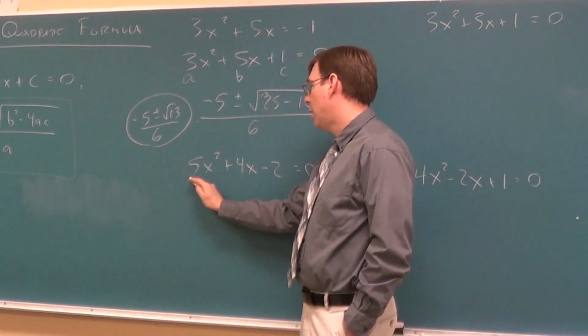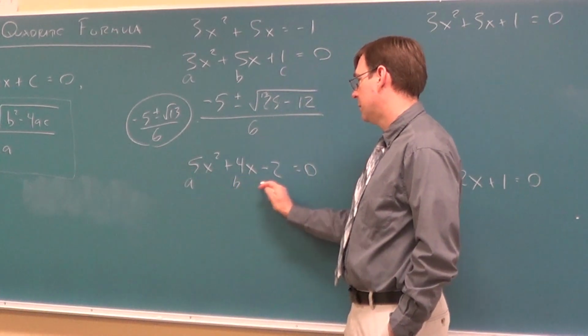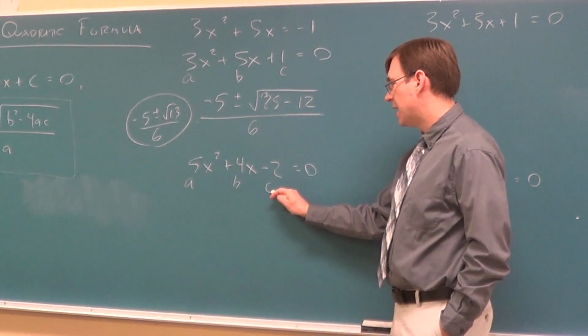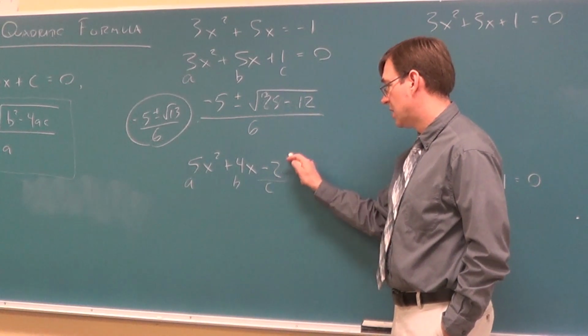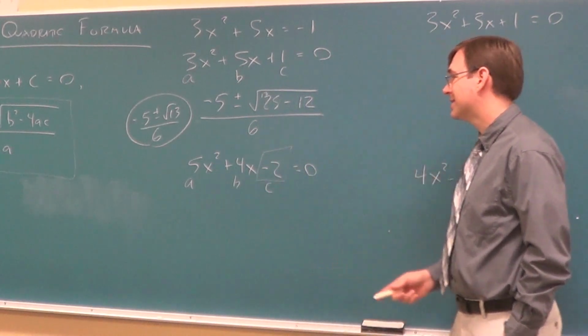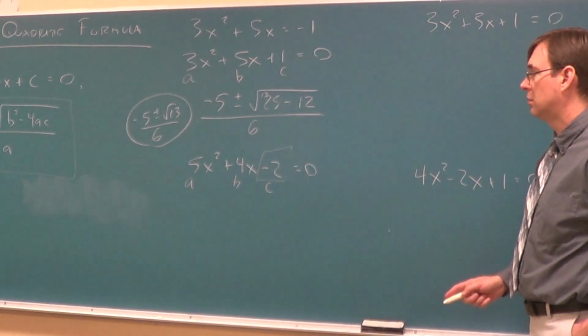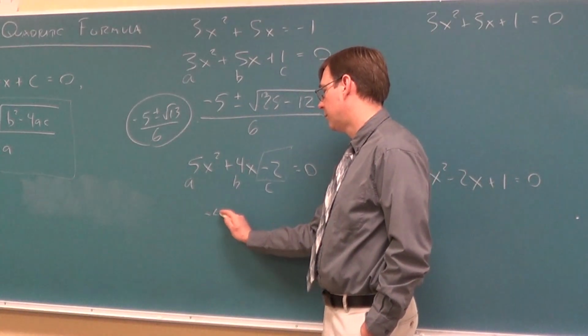So this I'm calling A. This I'm calling B. This I'm calling C. But take notice that C's not 2. C is -2. So make sure we bring the sign. C is -2. So I'm going to go opposite of B, -4.